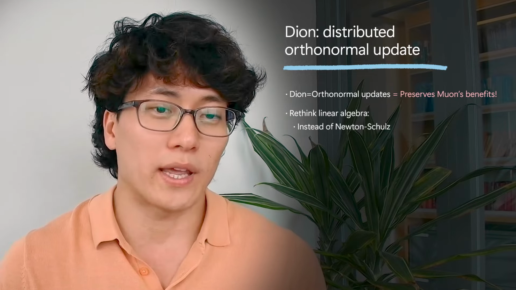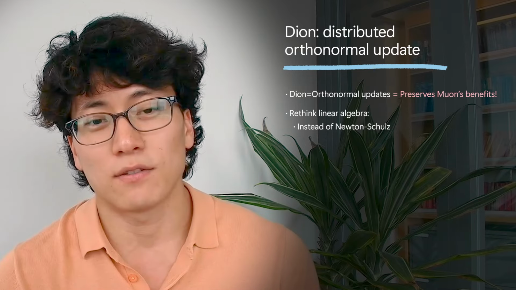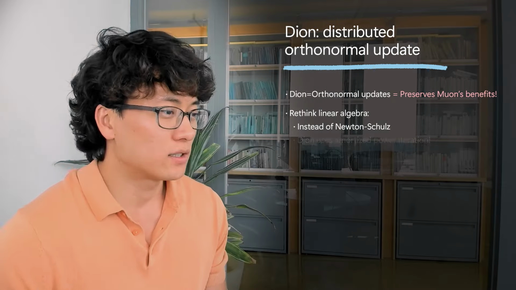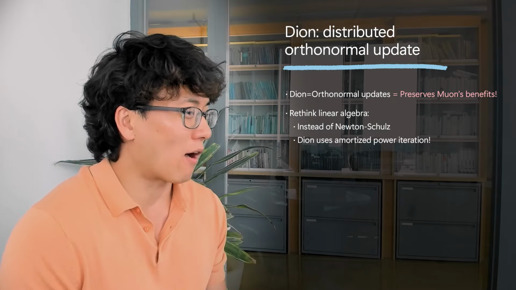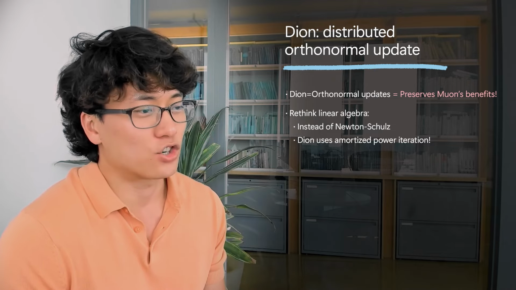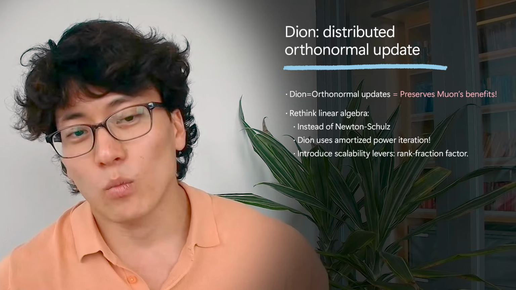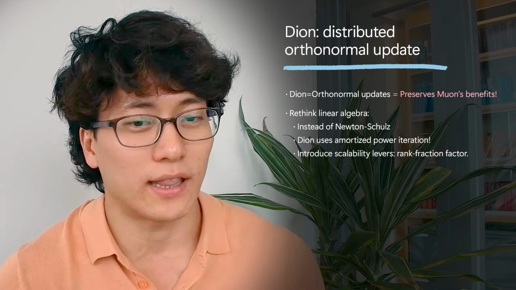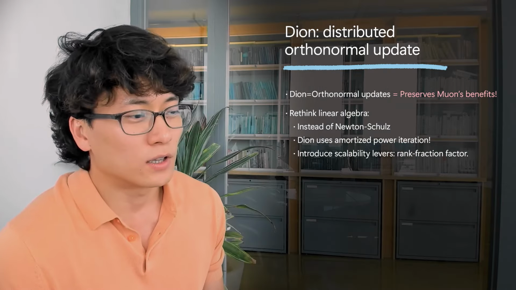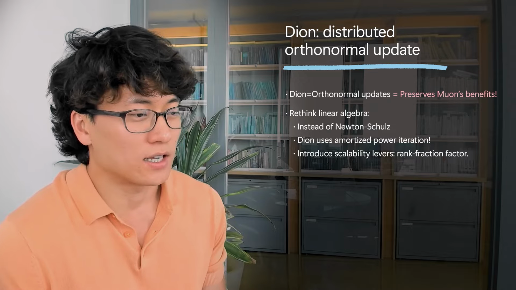Instead of employing Newton-Schulz iteration, which requires dense full matrix multiply, we use this amortized power iteration, which is more compatible with distributed sharded weight training. Crucially, while doing that, we introduce a new scalability lever in the form of a low rank fraction factor, and we'll talk about this in a bit.